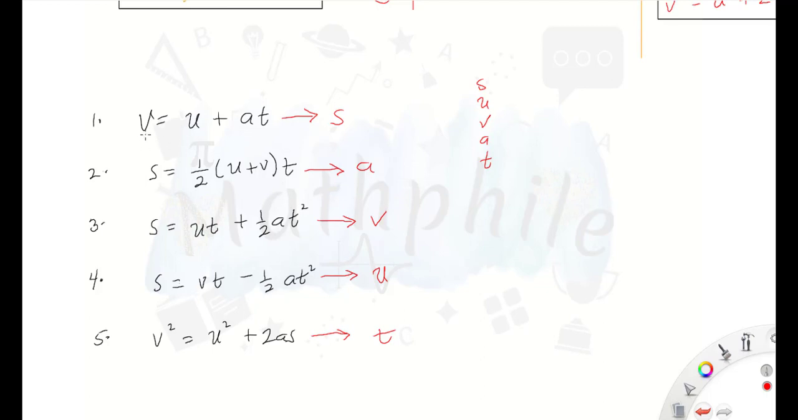Now, making each variable the subject: v is already the subject over here. Substituting v into equation 2, you get equation 3. Making u the subject, you get equation 4. And finally, making t the subject, you get equation 5. And that gives you the 5 SUVAT equations. So it's good to memorize them, and if you think you can't, just try to know how to derive them.